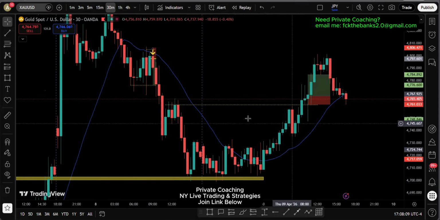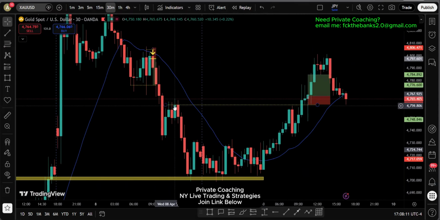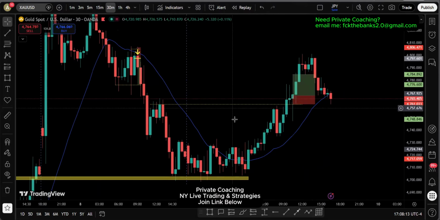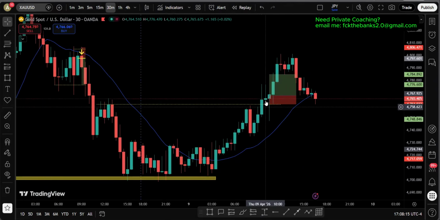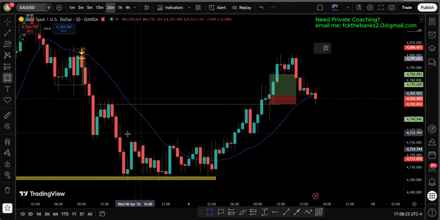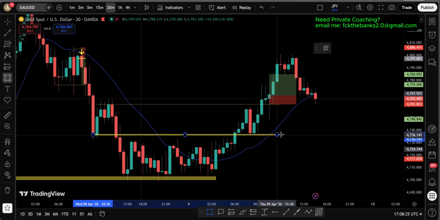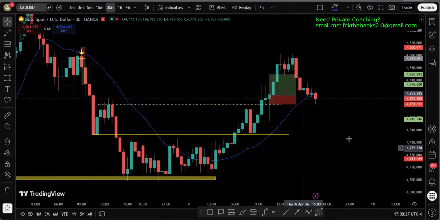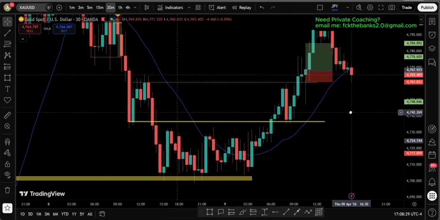Well, you see how it kept breaking structures to the left, like here. You can see this candlestick closing above, and that's about the time I was trading. First we had this level to the left. Always make sure to look to the left.